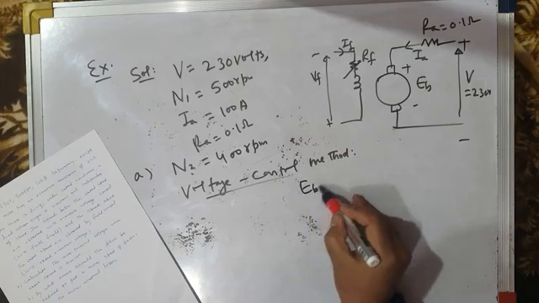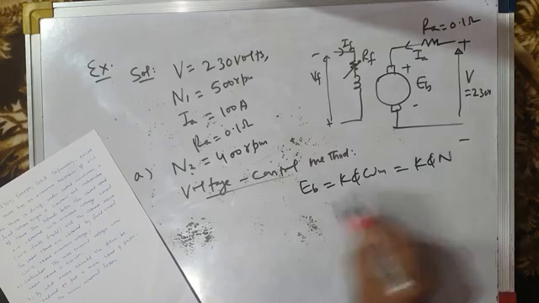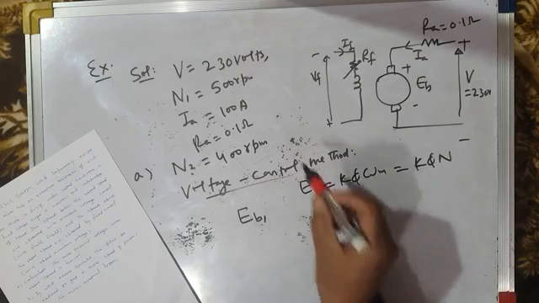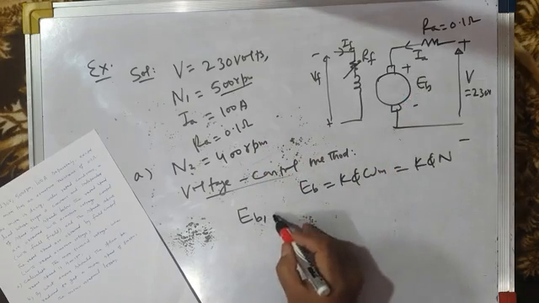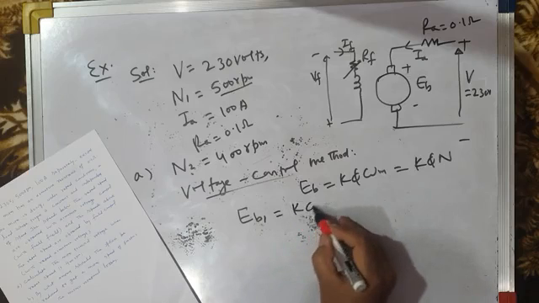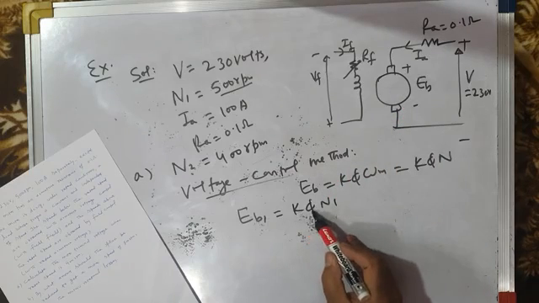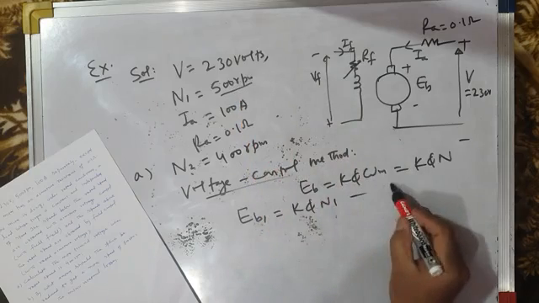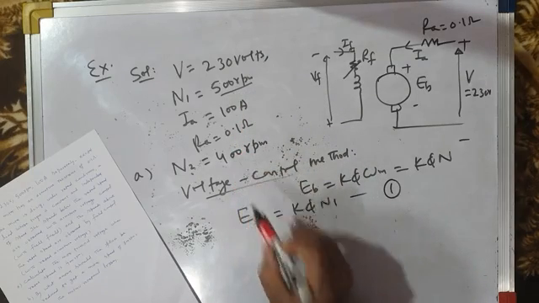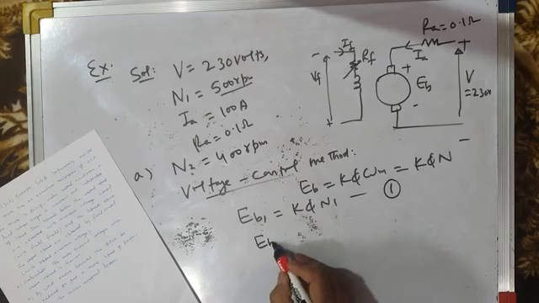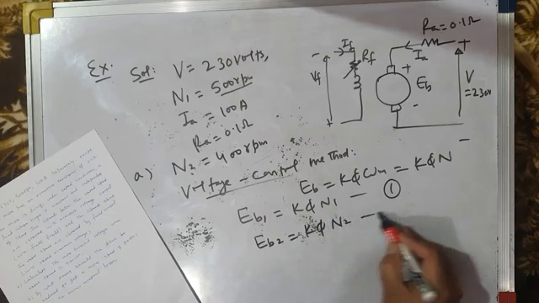back EMF is given by K phi omega m, or we can write K phi N. Originally, when the motor is running at 500 RPM, whatever the back EMF is, let's call that EB1, it is equal to K phi N1. Flux you have to maintain constant, so K into phi is constant. N1 is the speed in RPM. Let's call this equation 1. And when you run the motor at 400 RPM, the back EMF will change. Let's call that back EMF EB2. That will be equal to K phi, because flux is constant, into N2.